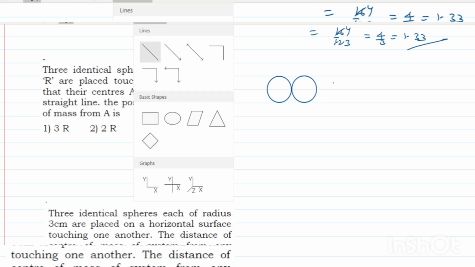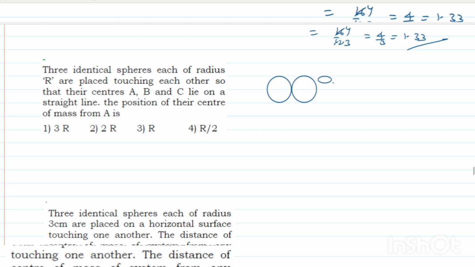This is one sphere and one more sphere is also given, and all 3 will be touching each other.